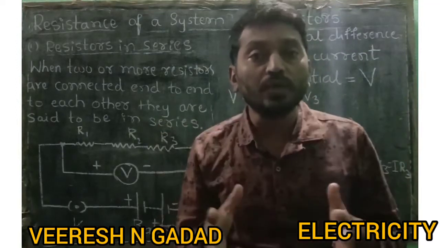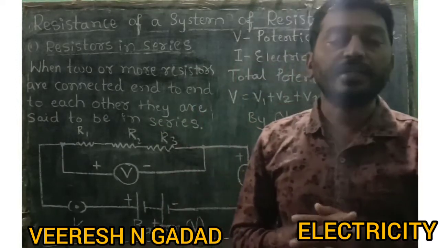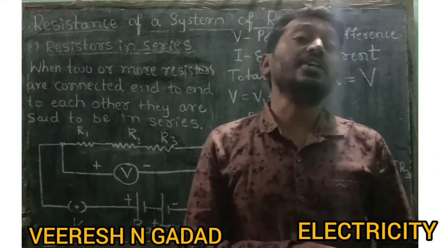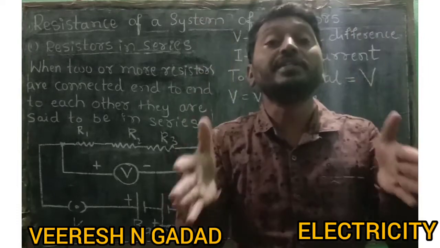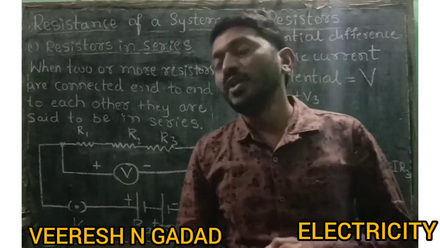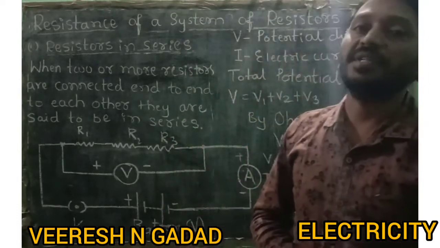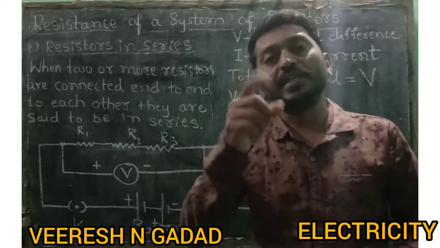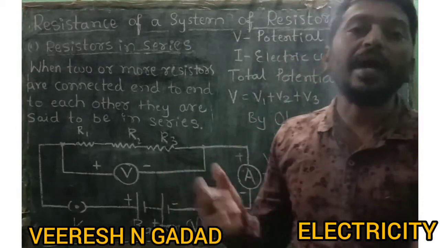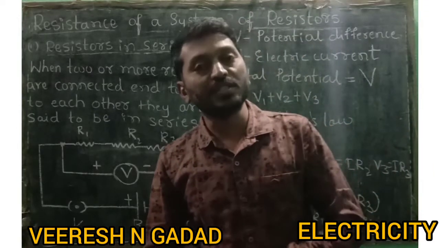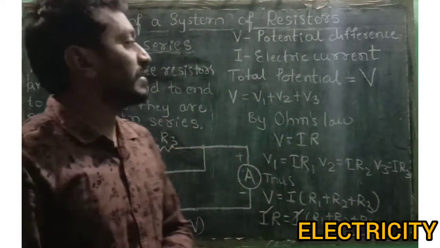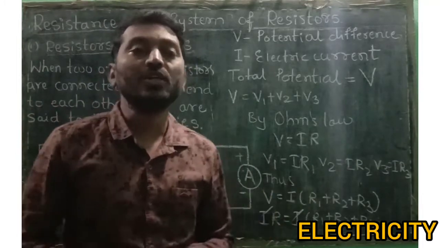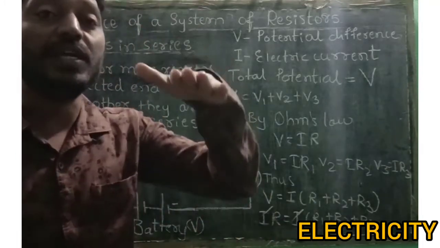Two or more resistors can be connected to each other to get the desired equivalent resistance in a particular circuit. There are two combination methods given below. They are called resistors in series and resistors in parallel, right? So first we have to discuss resistors in series.